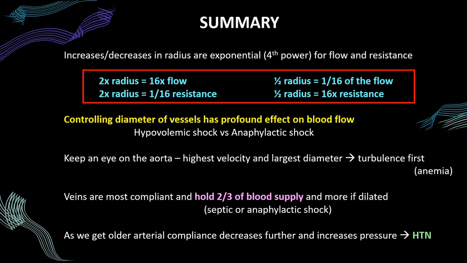The veins are the most compliant, hold 2/3 of the blood supply, and as we get older, the compliance decreases further, and it increases the pressure, which leads to hypertension. And that is the end of this first of the series of 3 for vasculature, and then there's another series of 3 for the cardiac, especially the cardiac function curves and the venous return curves.